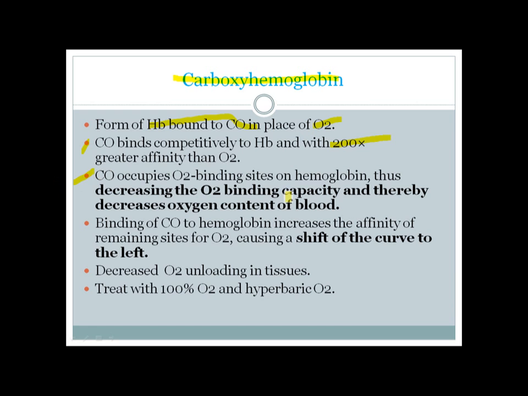So hemoglobin cannot bind to oxygen, and the oxygen binding capacity of hemoglobin decreases, so there is a decrease in oxygen content of blood, and there is a shift of the oxygen hemoglobin dissociation curve to the left, because binding of carbon monoxide to the hemoglobin increases the affinity of the remaining sites for oxygen, and as the oxygen affinity for hemoglobin is increased to a certain limit, it causes a decrease in oxygen unloading in tissue. This is a paradoxical change, and we should treat the patient with 100% oxygen and hyperbaric oxygen.